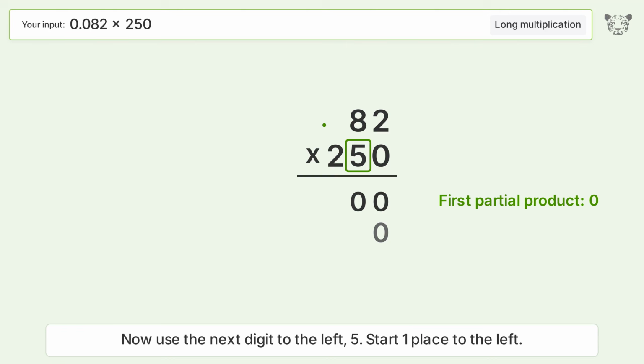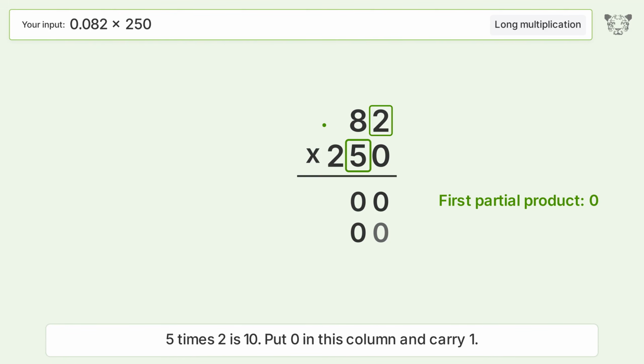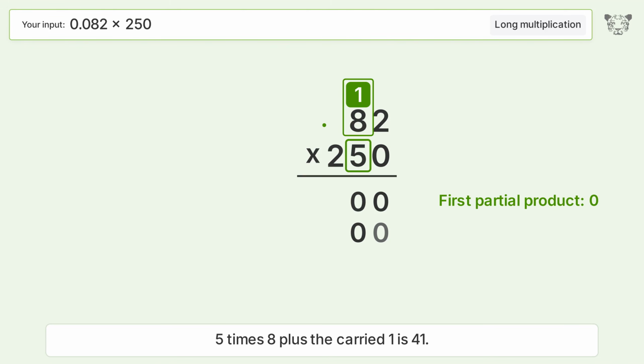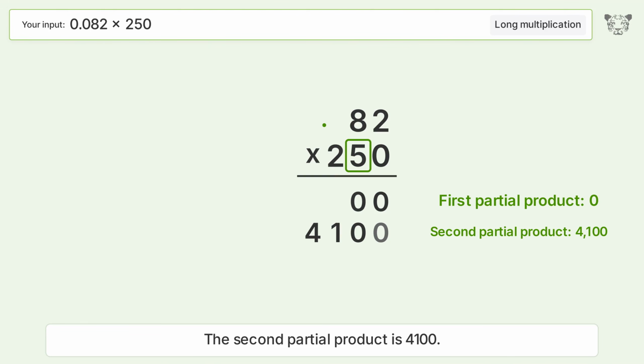Now use the next digit to the left, 5. Start one place to the left. 5 times 2 is 10. Put 0 in this column and carry 1. 5 times 8 plus the carried 1 is 41. The second partial product is 4,100.